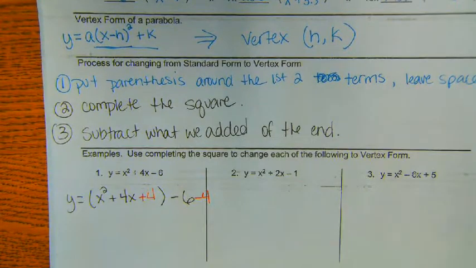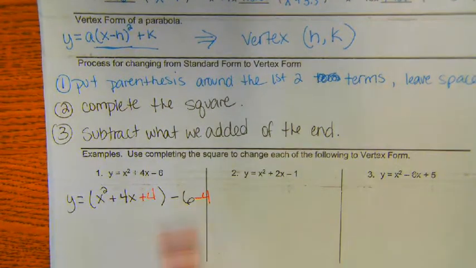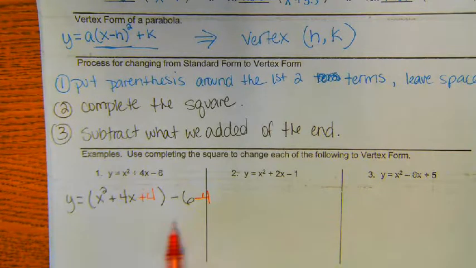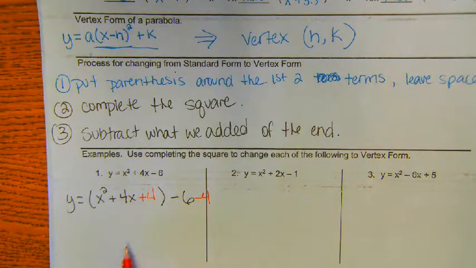So here's the deal. Did I really change this? I added 4 and subtracted 4. What's 4 minus 4? 0. I haven't changed it. All I did is rearrange some numbers. I put them in different spots. Okay?